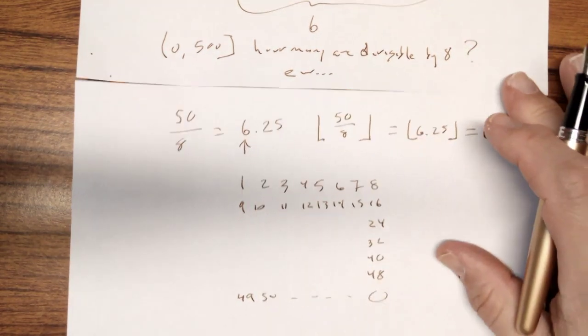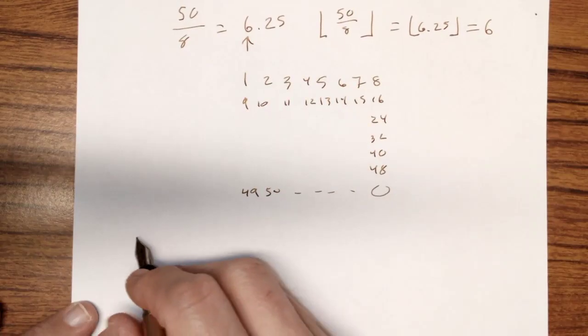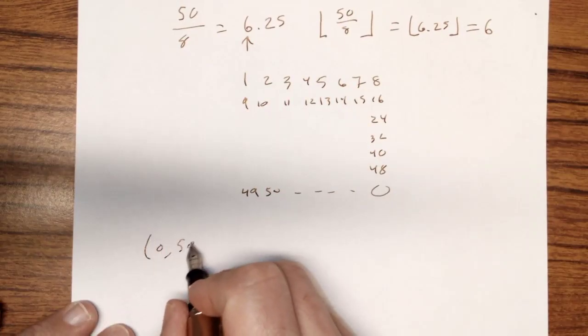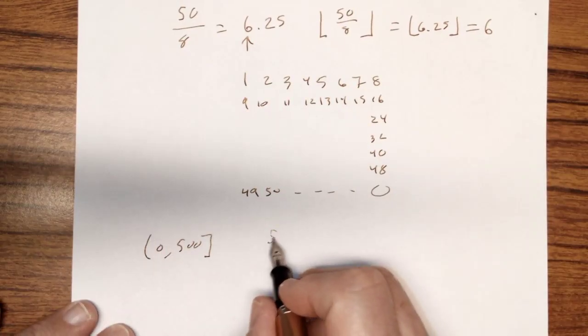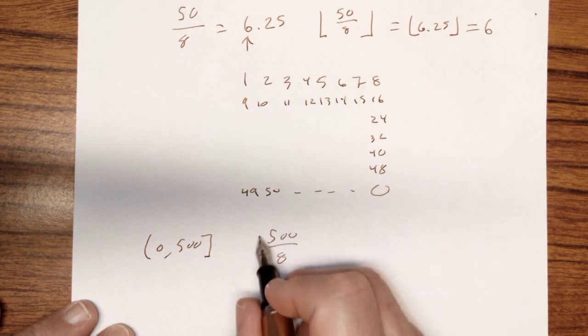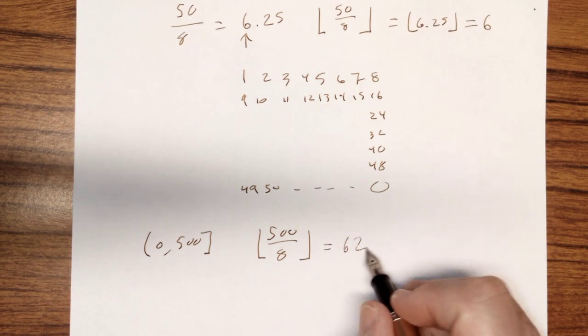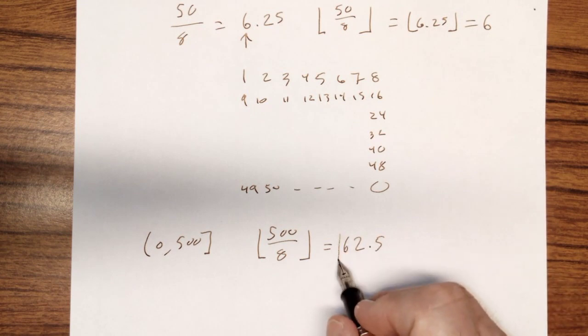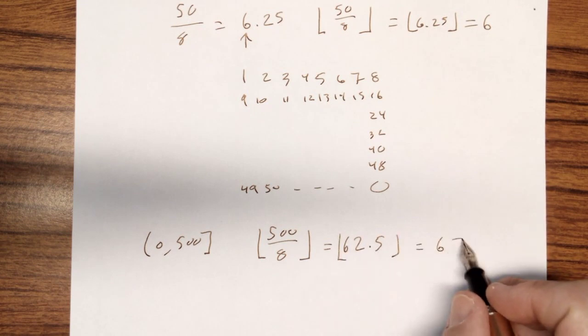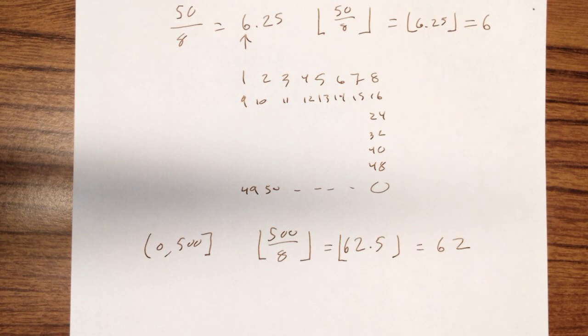So if I wanted to do from 0 to 500, all I would have to do is take 500 and divide by 8 and round down. So what is 500 divided by 8? Well, I grab my calculator, 500 divided by 8, and I get 62.5. So when I round that down, I get 62. And if you really want to, you can go ahead and write those lists out.